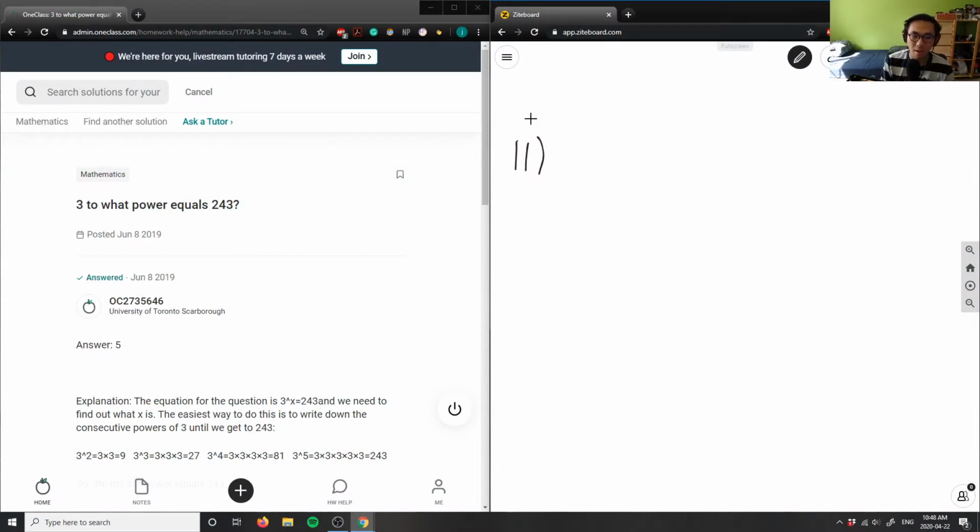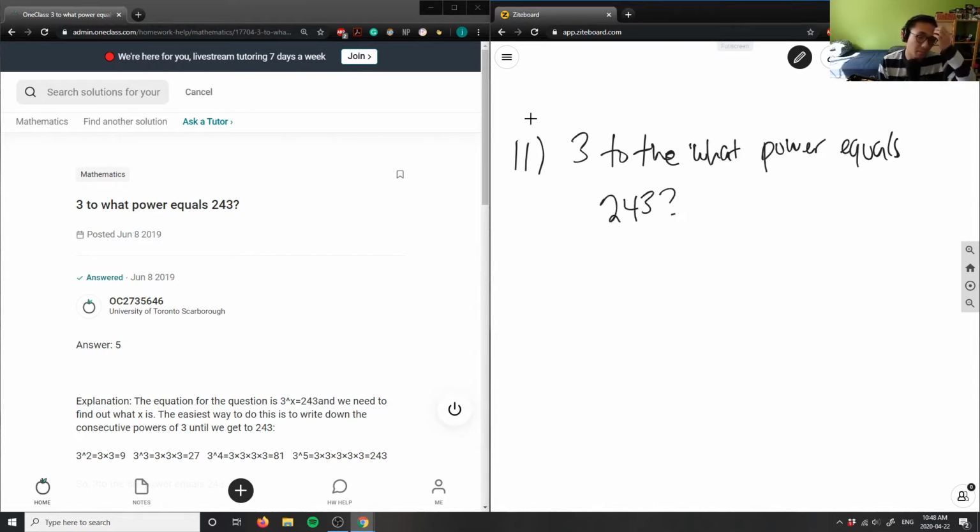says 3 to the what power equals 243. So 3 to the what power equals 243. So what we can do with this one is what they did was the answer was 5.